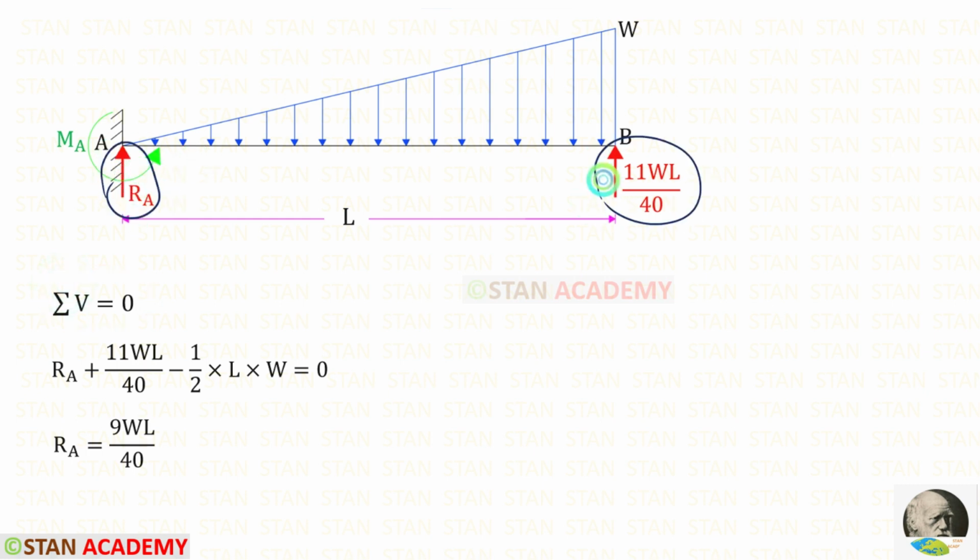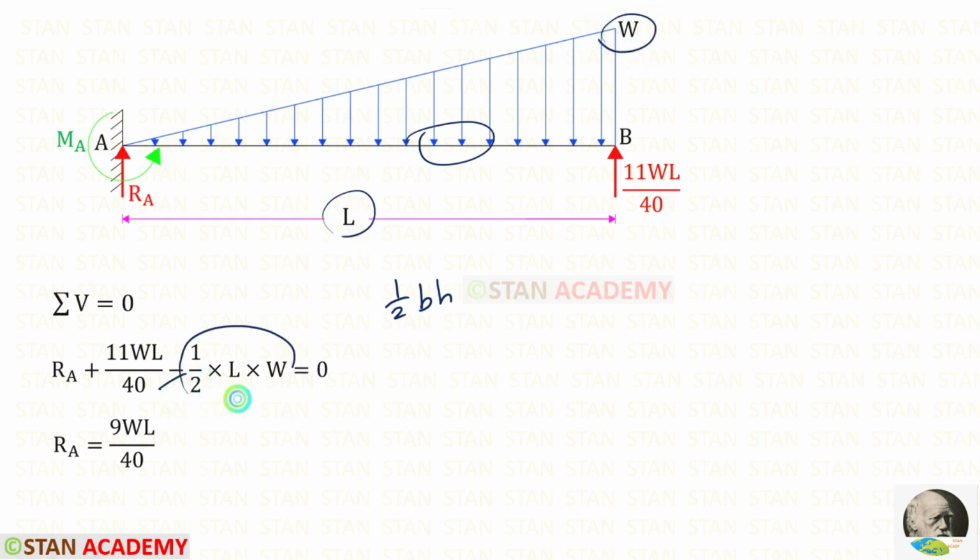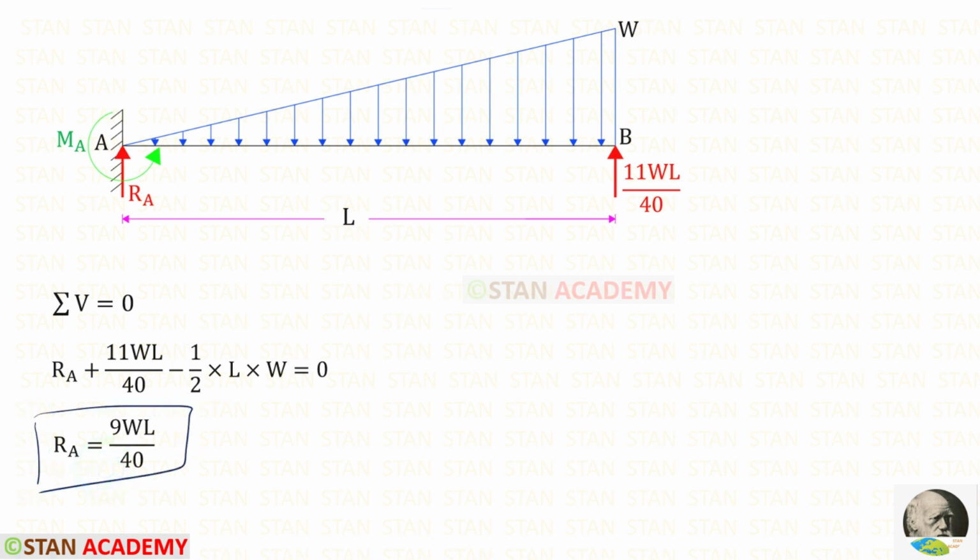RA and RB are acting upwards, so both of them will be positive. The UVL is acting downwards, so it will be negative. For the UVL, the total load is the area. We know the area of a triangle is half into BH. Here the breadth is L and the height is W. So this is the area. In this way, we can find RA, which is 9WL upon 40.